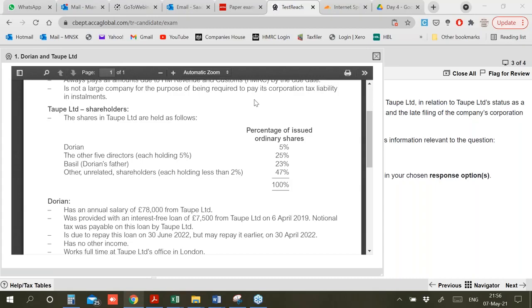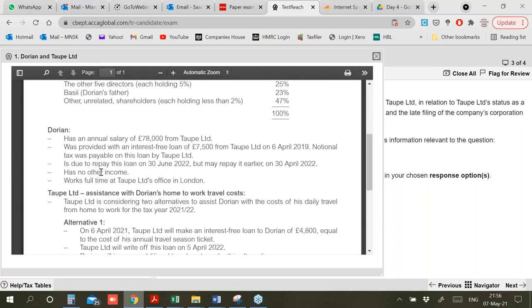Now, getting back to the question, D has an annual salary of 78,000 from T Limited. So D will be a high rate band payer and NIC will be payable at 2% by him. He was provided with an interest-free loan of 7,500 from T Limited on 6th April 2019.